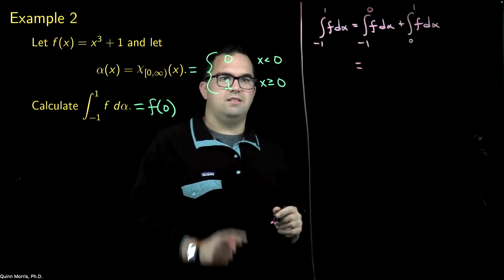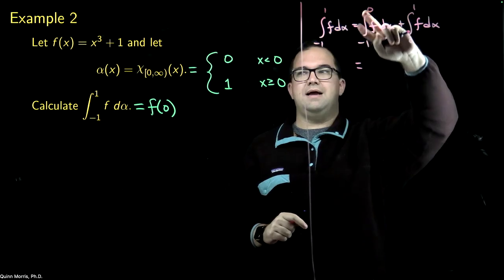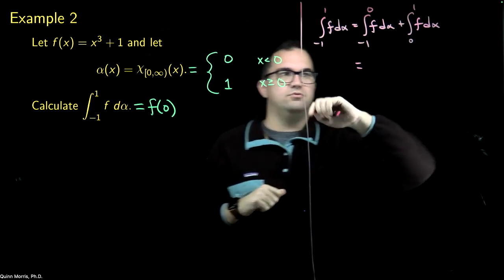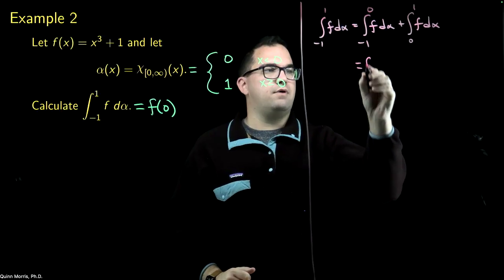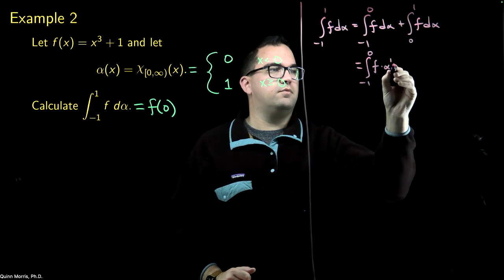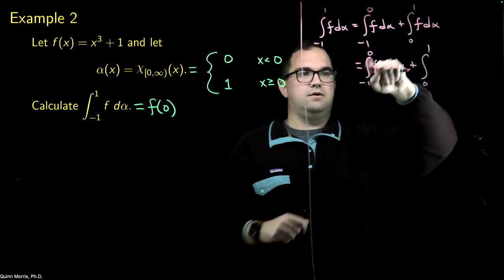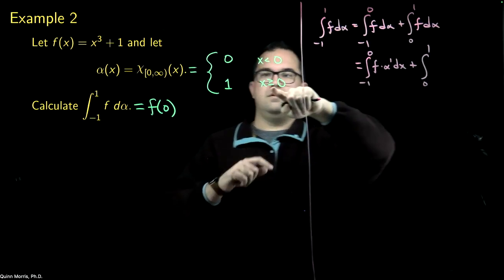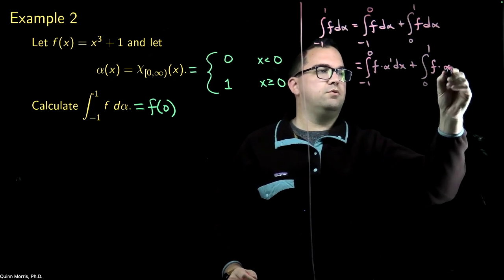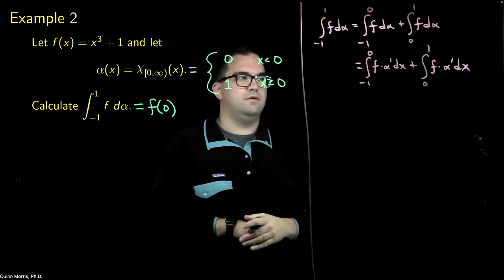And well, if I look at alpha on -1 to 0, my function is differentiable. It has the value 0. So I could actually rewrite this as the integral of f times alpha prime dx. And I could do the same thing over here on the interval 0 to 1, right? My function is the constant 1, which is differentiable. So I can rewrite it this way.